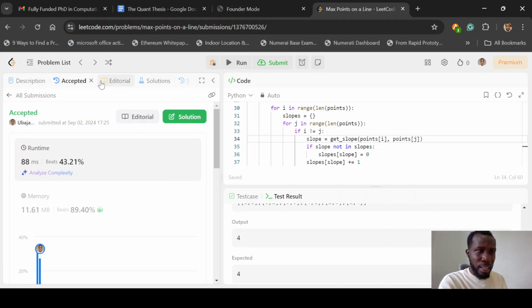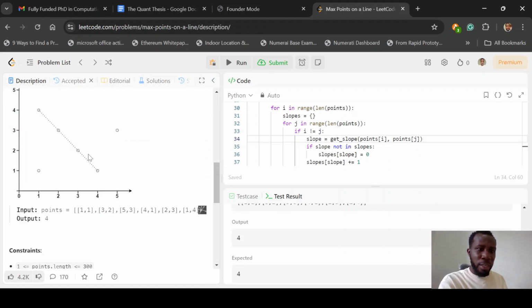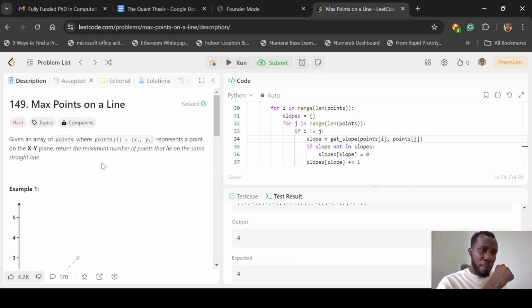So this is just a brief example of how to solve this question of maximum points on a line in a Cartesian coordinate plane.